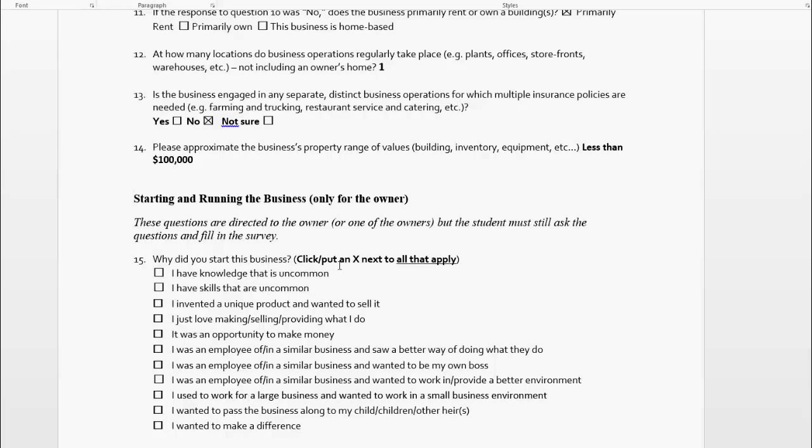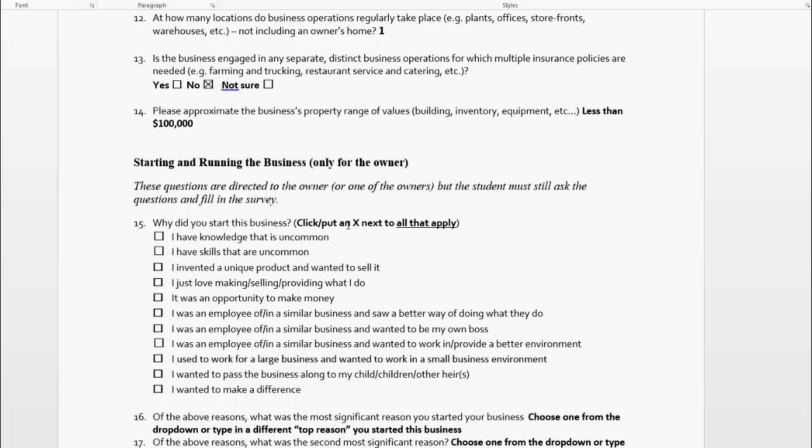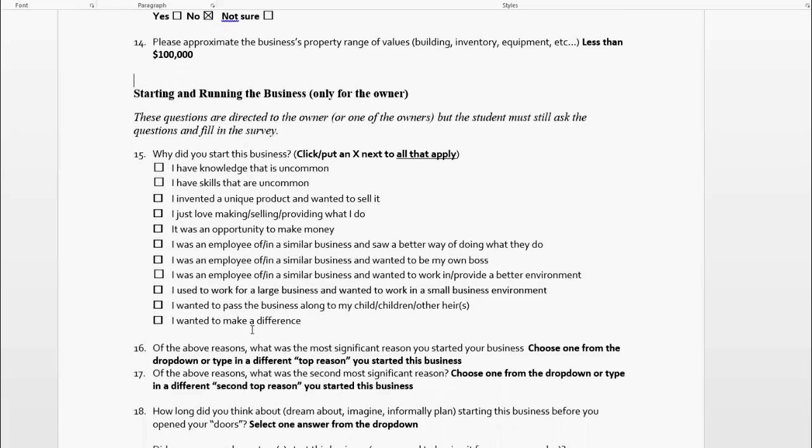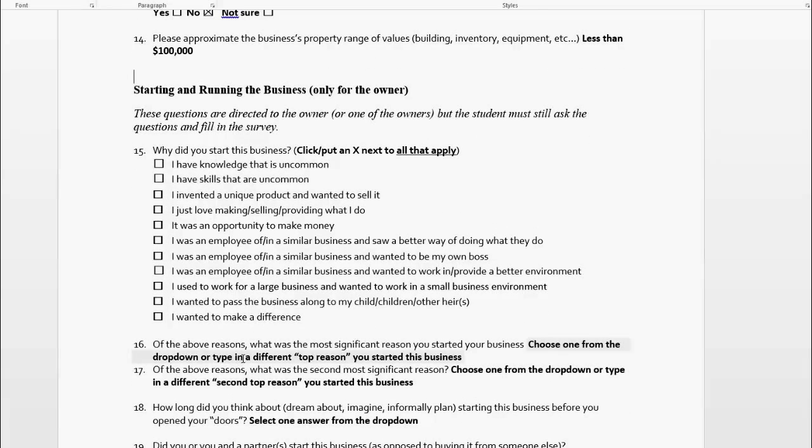So, why did you start this business? And you're going to put an X in this one next to all that apply. I'm not going to read every single one of them, but you do need to read them, in this case, to the business owner because we want to know which of these do apply. And then number 16 is, of those above reasons, what's the top reason that you started the business?